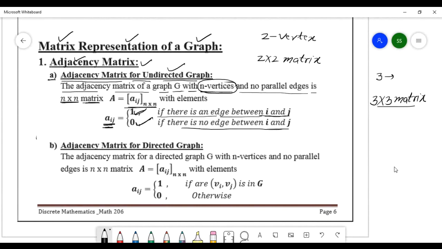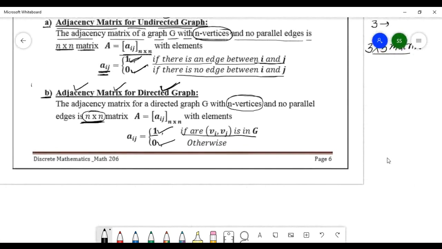Same here. B, adjacency matrix for a directed graph. If the graph is directed and has n vertices, then you will get an n by n matrix. If 3 vertices, you will get a 3 by 3 matrix. If 4 vertices, you will get a 4 by 4 matrix. How to write this? If an edge exists, you will write 1. If no edge exists, you will write 0. Now come to the question, it will be clear.